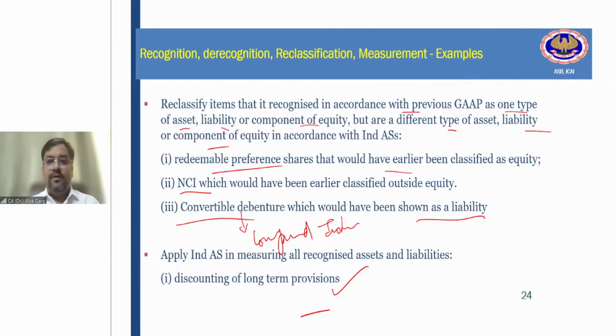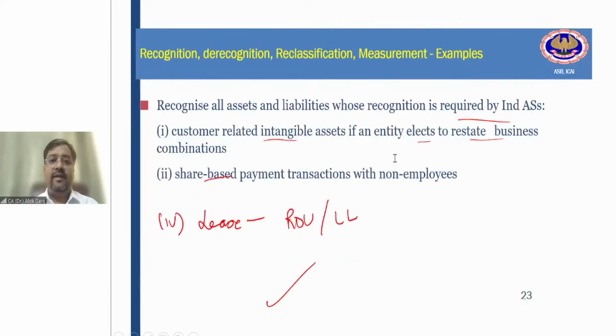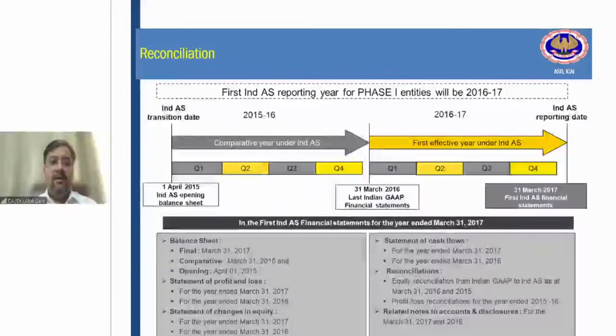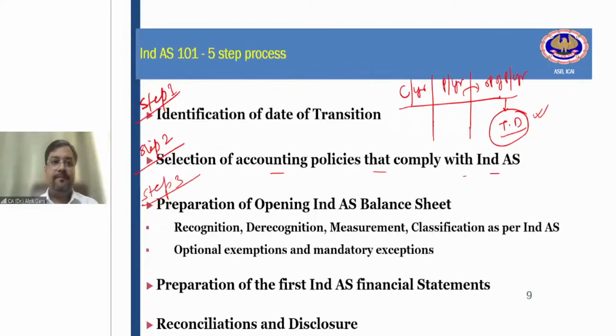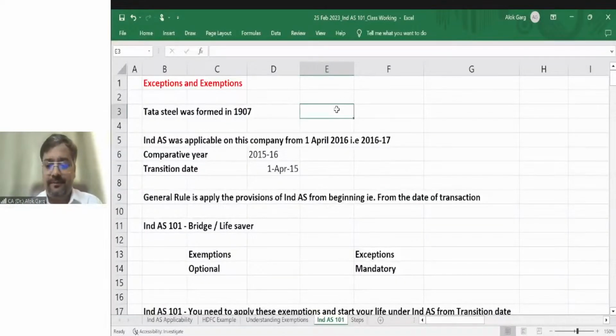Let's start the next concept now. The next concept we have discussed is optional exemption and mandatory exception. For preparation of opening Ind AS balance sheet, this part we have discussed. Now we need to discuss optional exemptions and mandatory exceptions, right? Before starting that, let me discuss one small case study on how to do this transition, and then I'll go to the optional exemptions and mandatory exceptions.